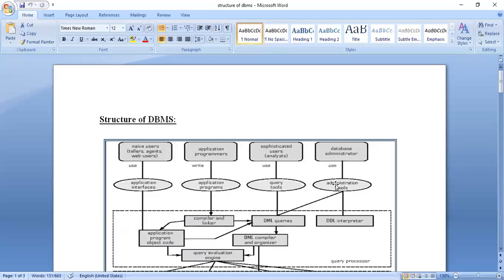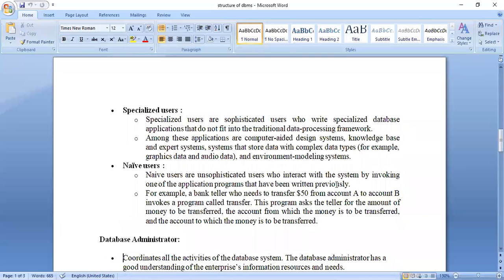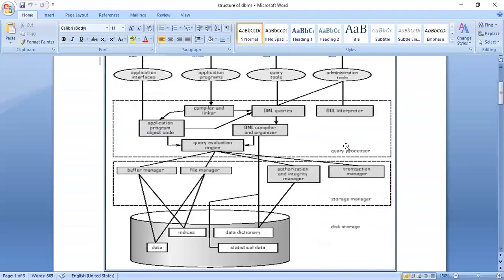As we have seen, the database administrator uses administration tools and works with the DDL interpreter. These are all present in the query processor. That means all the various types of users, whether non-sophisticated or sophisticated, work with the query processor. Now this query processor consists of these various things. We have seen these things. Now DML queries are performed by using a DML compiler and organizer, which is available in the query evaluation engine.